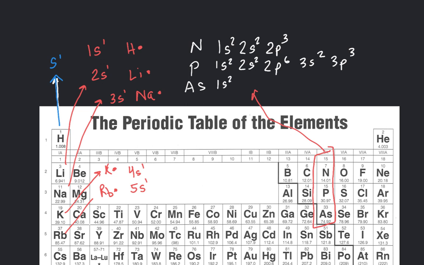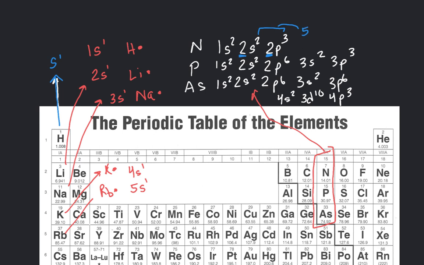And then let's do arsenic below it: 1s2, 2s2, 2p6, 3s2, 3p6, 4s2, 3d10, and 4p3. So when you look at the valence electrons in the outermost ring, the highest energy level for nitrogen is the second energy level, and so it has 5 valence electrons.